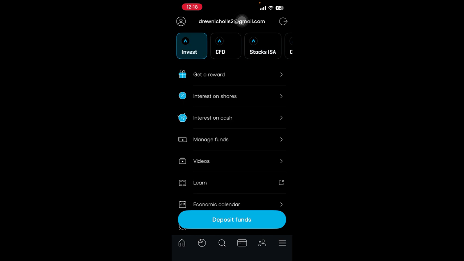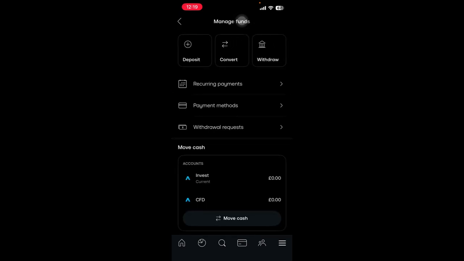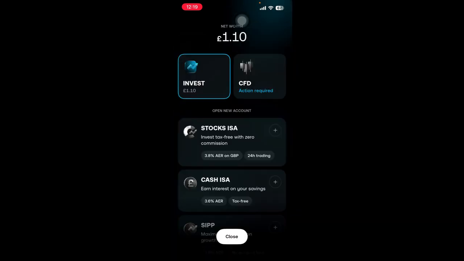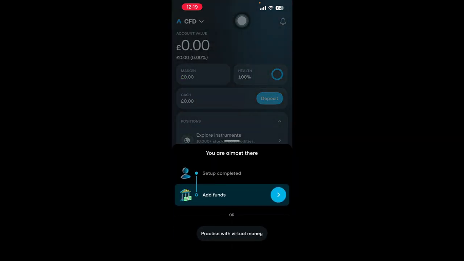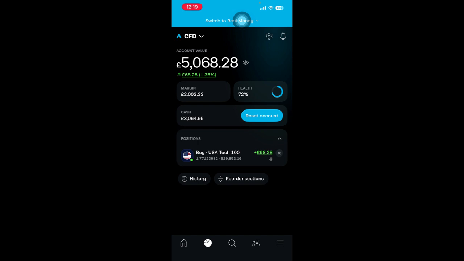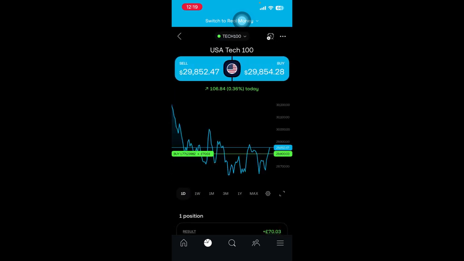And then here we can see all of the information regarding any account type that we have and anything that we might want to do, like manage funds, deposit, convert, withdraw here, etc. So we can trade. We can click on practice with virtual money. As you can see here, I am trading on a virtual account, but it'll be exactly the same. So as you can see, my position is on USD.